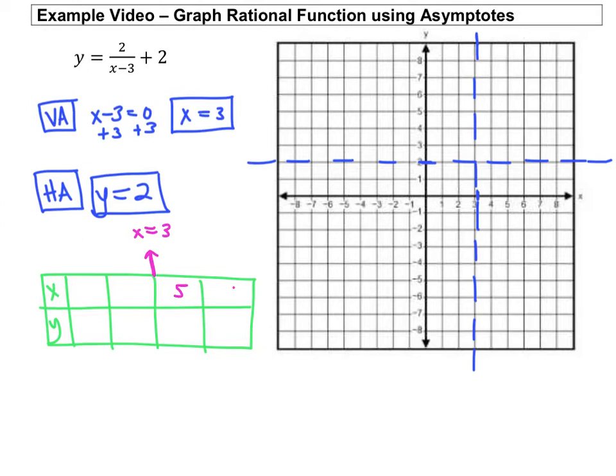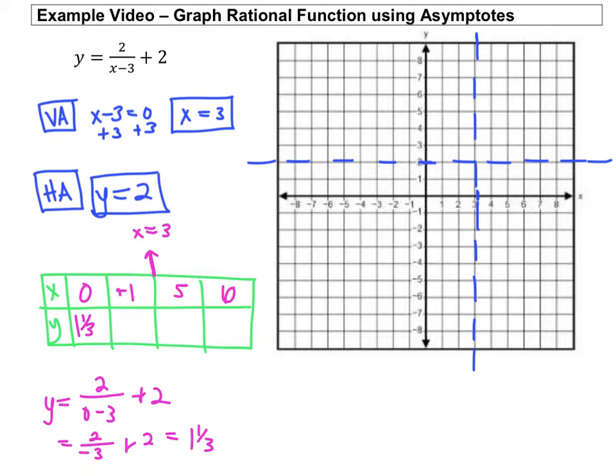If I'm looking at the graph, maybe I'll use a positive 5 on the right and a positive 6. And then on the left, maybe a negative 1, or I'm sorry, positive 1 and 0. 0 is always nice to plug in. Then we'll just see how this goes. y equals 2 over 0 minus 3 and then plus 2. 0 minus 3 is a negative 3, so negative 2/3 plus 2 is going to be 1 and 1/3.